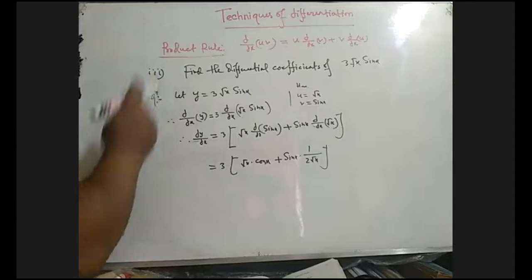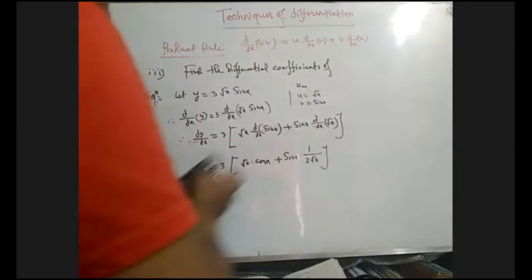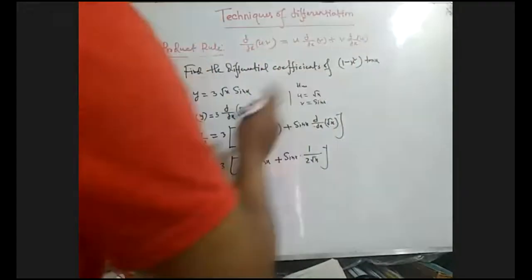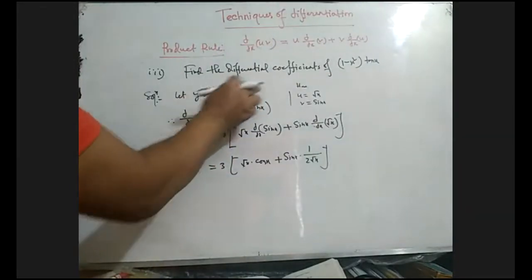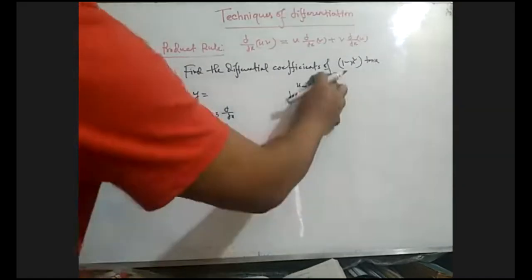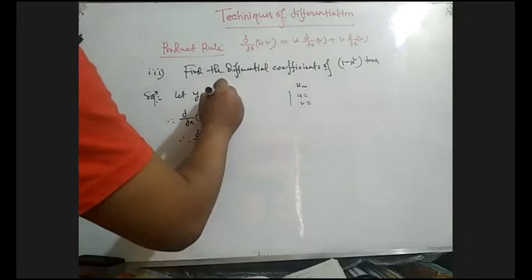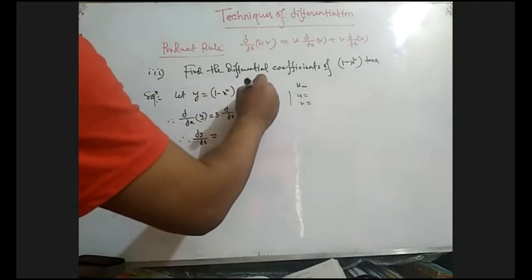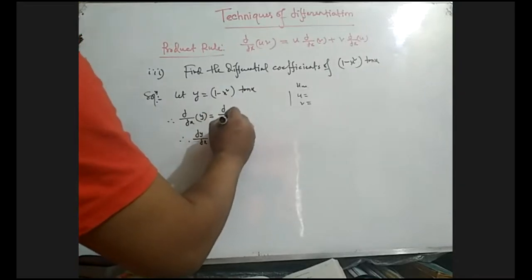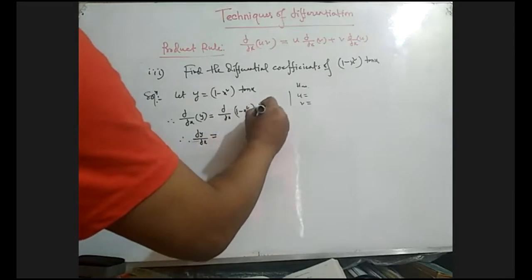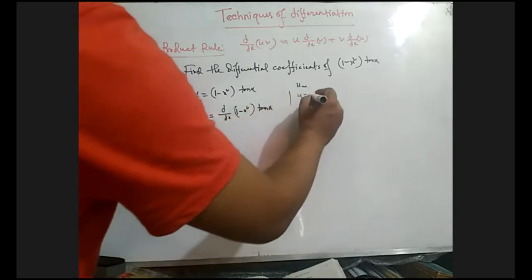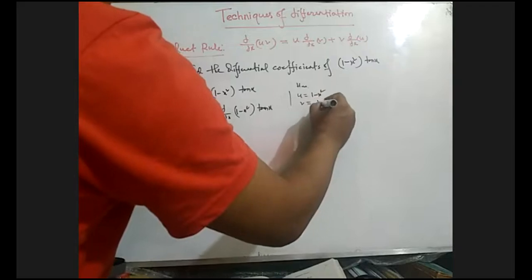Now another example for you. What will be the differentiation of 1 minus x square tan x? What will be the formula for that? Let y equal 1 minus x square tan x. So taking d/dx on both sides, we get d/dx of 1 minus x square tan x. Now taking uv, u equals 1 minus x square, and v equals tan x.